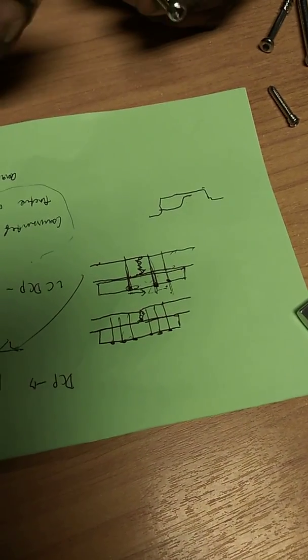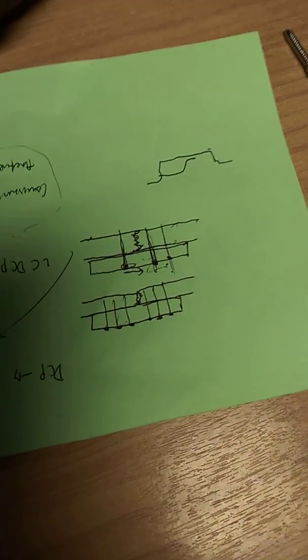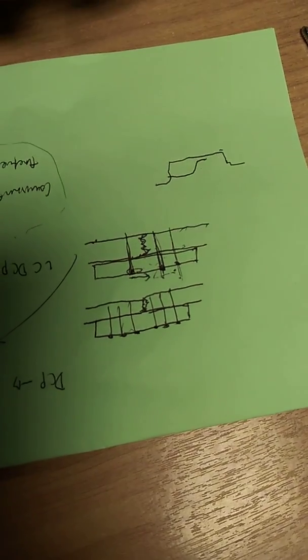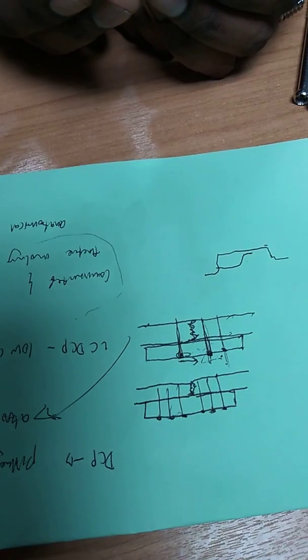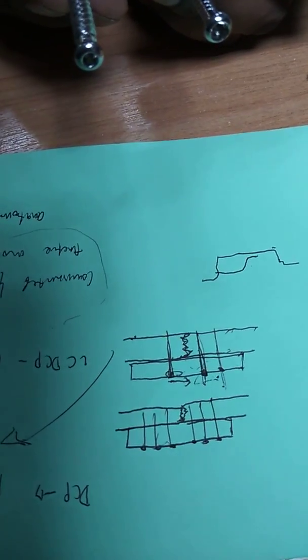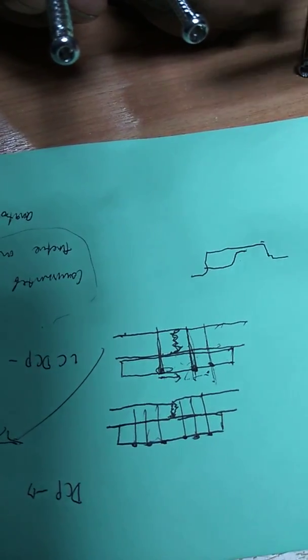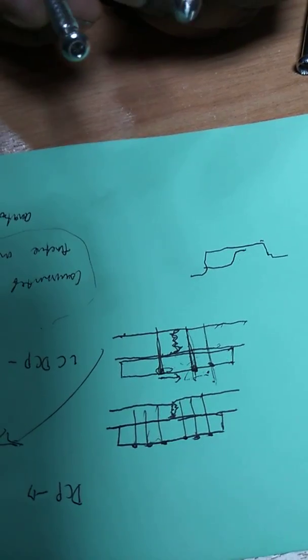Your cortical screw, your cancellous screw. Which one is cortical and which one is cancellous? Okay, this is cortical, this is cancellous.